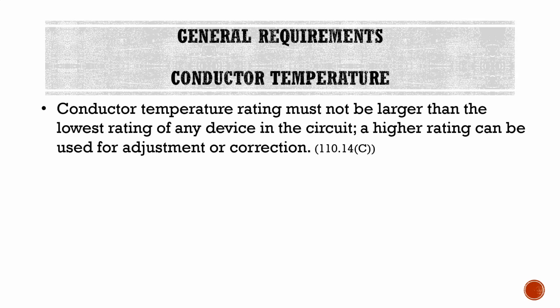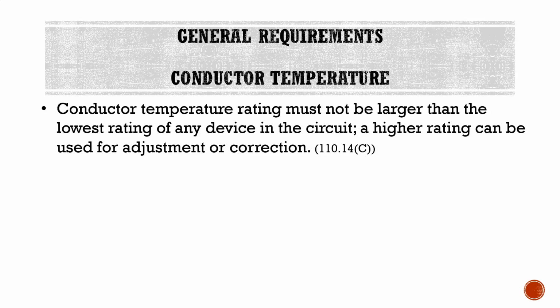Sticking with that idea about the rating of the conductor, we're going to be talking about conductor temperature ratings. We're going to be talking a lot more about this later in the course, but it's a very important idea, and it comes up in Article 110. So we're going to address it very briefly here. Like I said, we'll be revisiting it later, but this at least gets you looking at it and somewhat familiar with it before then. Conductor temperature ratings must not be larger than the lowest rating of any device in the circuit. A higher rating can be used for adjustment or correction.